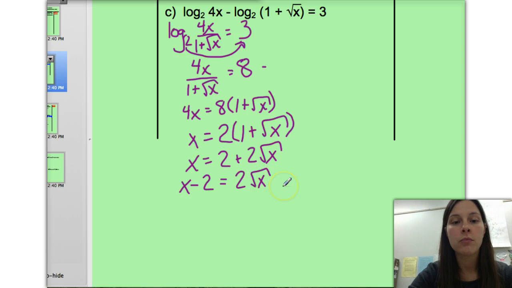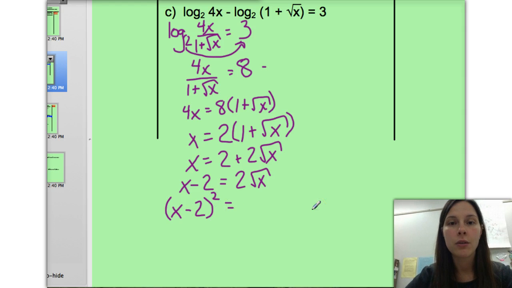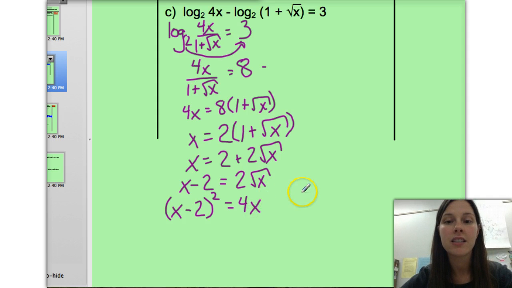And then when I square both sides, remember to square the entire side. Do not square the x and the 2 separately. The left-hand side is now a binomial, and when you square a binomial, you need to FOIL. The right-hand side, don't forget to square the 2 as well as the x. A common mistake is to just square that square root and cancel it and leave the 2 as is.